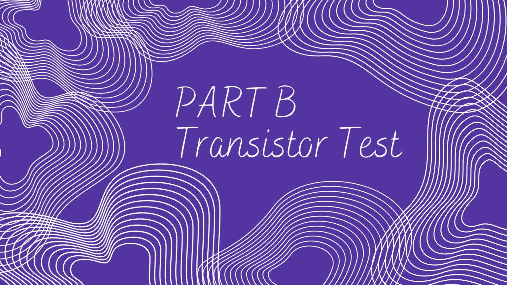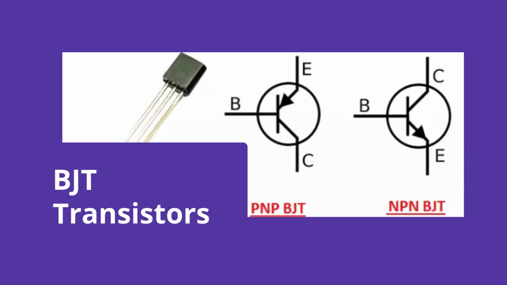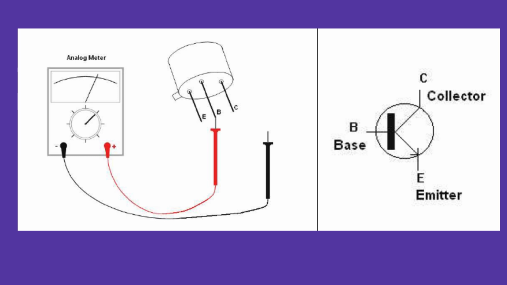Part B, transistor testing. The transistor that we use in this experiment is the bipolar junction transistor, or BJT. It's a three-terminal semiconductor device that uses both electrons and holes as charge carriers to amplify and switch electrical signals. It consists of two PN junctions and comes in two main types, NPN and PNP, with terminals named the base, collector, and emitter.